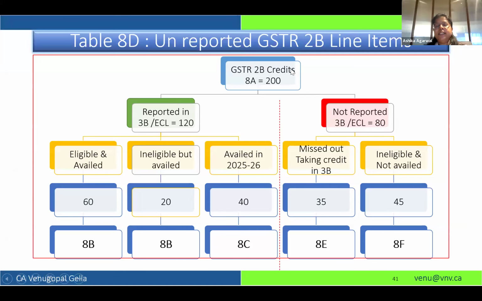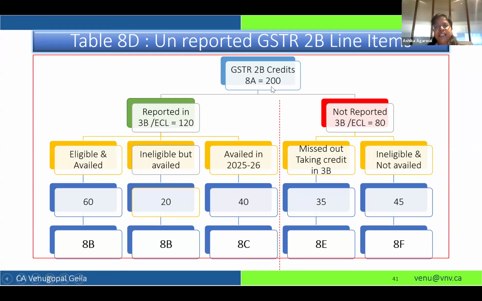Now this is just an understanding of how the data will flow in Table 8, and how the reporting will be done, which sir has already discussed regarding the 8D impact. So suppose you have a credit of 200, out of which only 120 you have reported. Because we are still noticing that there are many people who are not following 2B properly. Basically, the ITC that they feel is not eligible, they are doing net reporting in 4A5. So this is one of the examples.